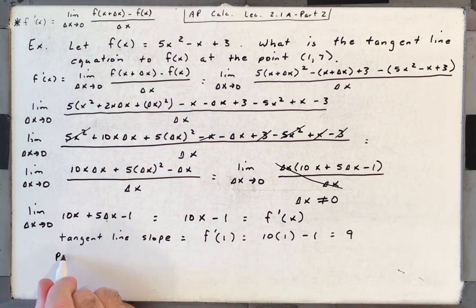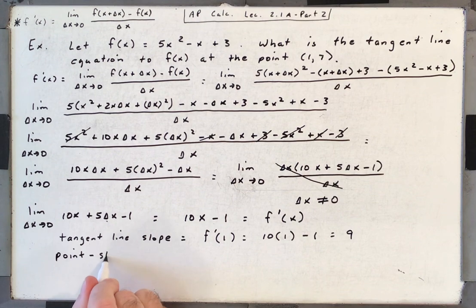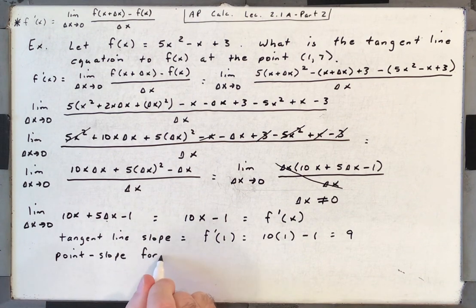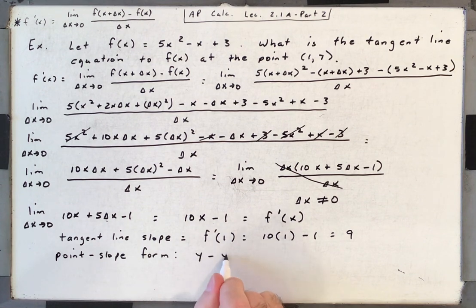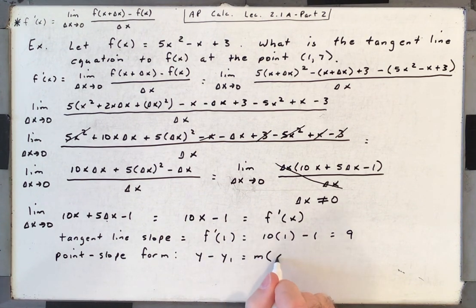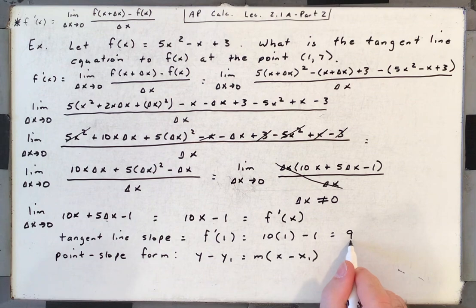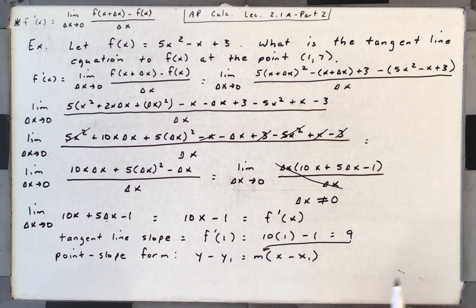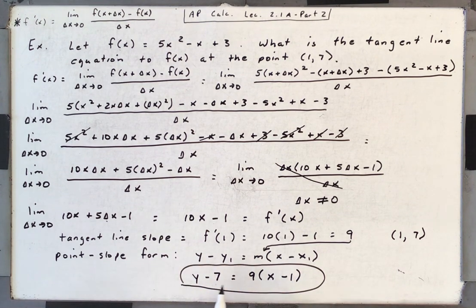Now remember, your point slope form is y minus y1 is equal to the slope m times x minus x1. We did that a lot in Algebra 2 and Pre-Cal. We have a slope, but we also have a point. Our point is 1, 7. So it's going to be y minus 7 is equal to 9 times x minus 1. And that's fine. Just leave it like that. You don't have to convert it to slope-intercept form if I don't ask you to. So there you go. That's your tangent line equation.